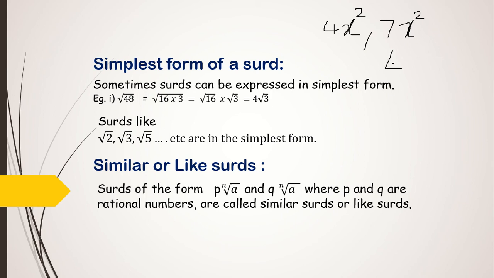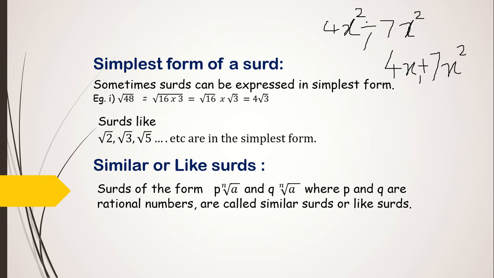Now if we had 4x and 7x square, these two terms we would not call like terms because the variable part is not the same. So we cannot add or subtract them. They will remain as they are. If it was 4x plus 7x square, it will remain as it is. We will not do anything further.